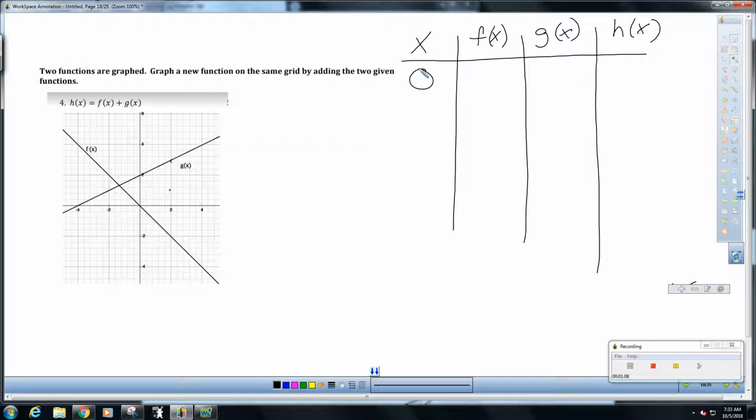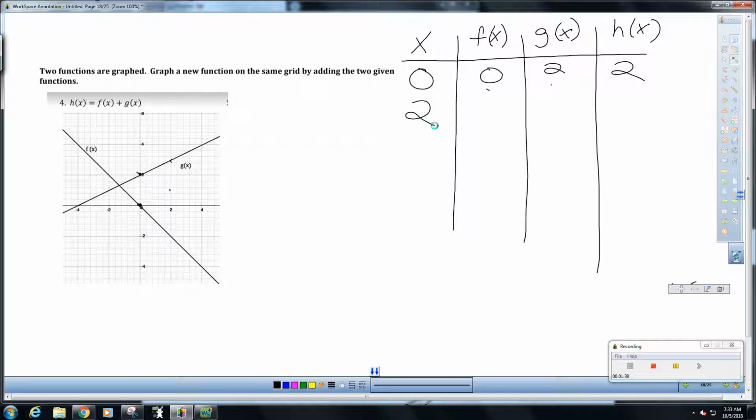Where is the function f at 0? It's 0. Where is the function g at 0? It's 2. So, what is 0 plus 2? 2. And we're just going to continue like that for some other points. Notice that the points on this graph are all even, so the next point that I'm going to put in is a 2.